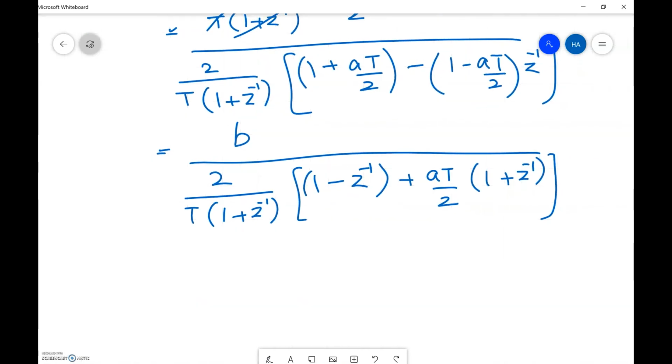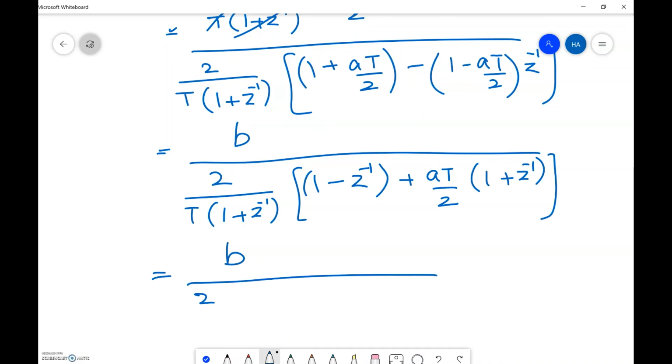So now if we simplify the denominator, you have b divided by 2 by t into (1 minus z inverse) by (1 plus z inverse), plus a. 2 t gets cancelled, 1 plus z inverse also gets cancelled. You are left with just a here in the denominator. So what is this? The digital transfer function h of z.